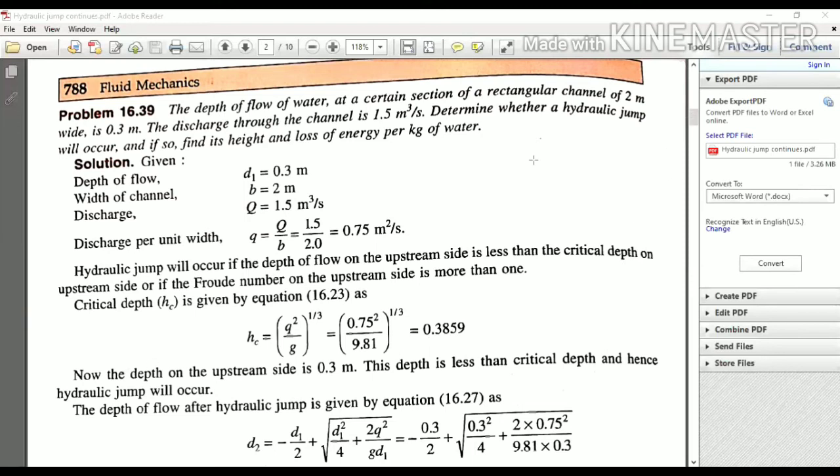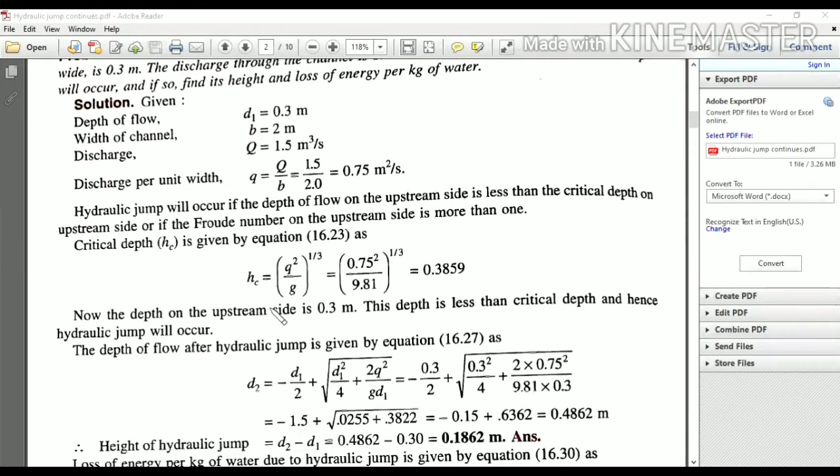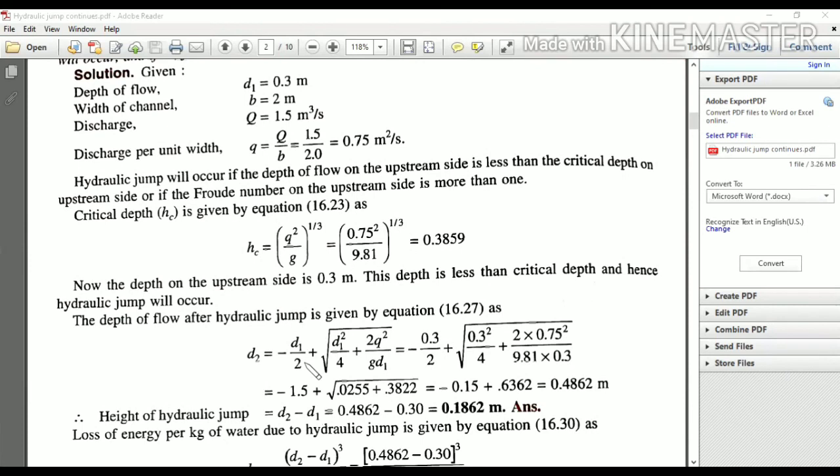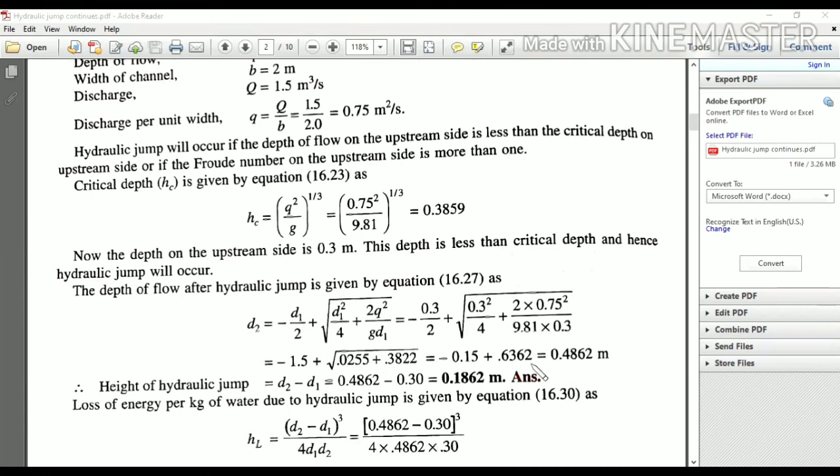So that's why we need to find out the next part, that is d2. In the first part we calculated whether the hydraulic jump happens or not using the critical depth. The second part is calculating d2, since the hydraulic jump is happening. By using the formula we will be calculating the height of the hydraulic jump, that is the difference d2 minus d1, which we have calculated as 0.1862. So it is very easy.